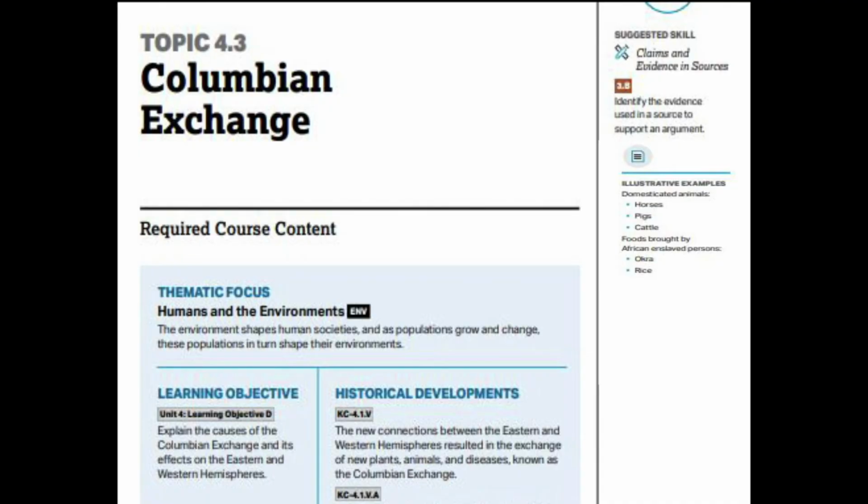For example, topic 4.3 in the AP World course description, the Columbian Exchange. Illustrative examples of the spread of domesticated animals: horses, pigs, and cattle. Well, what about the llama, the sheep, the goat, or the cat?